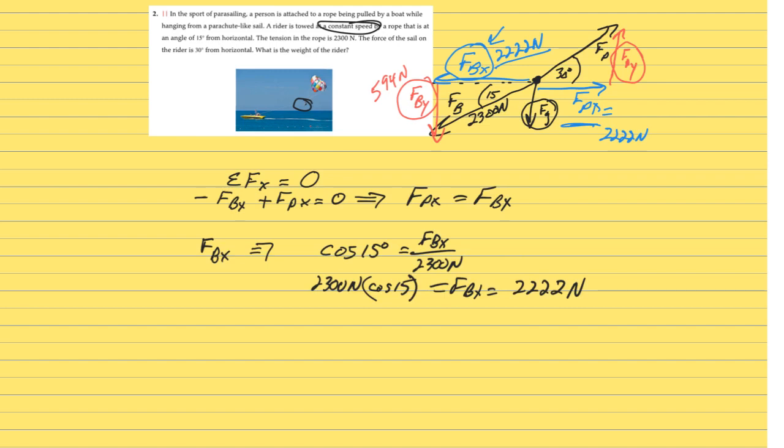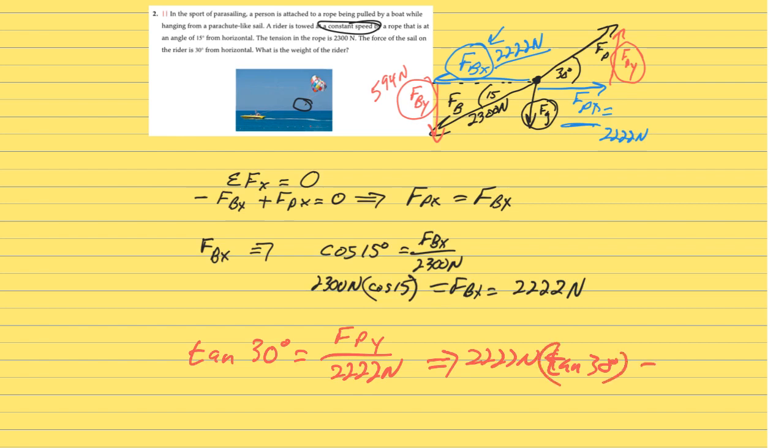And let's go. So I know I have adjacent and I need opposite. So tan of 30 degrees equals opposite, which is FPY, over adjacent, which is 2222. And that turns into 2222 newtons multiplied by the tan of 30. And that equals 1282. Let's go 1283.